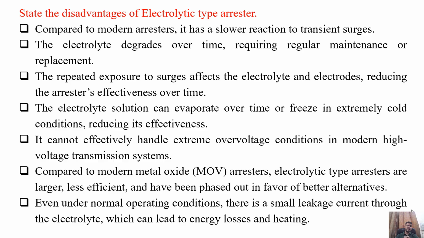It cannot effectively handle extreme overvoltage conditions in modern high voltage transmission systems, and because of it they are replaced. Compared to the modern metal oxide arrestors or MOVs, electrolytic type arrestors are larger, less efficient, and have been phased out in favor of better alternatives. Even under normal operating conditions, there is a small leakage current through the electrolyte, which can lead to energy losses and heating during its operation. So these are several disadvantages of electrolytic type arrestor.